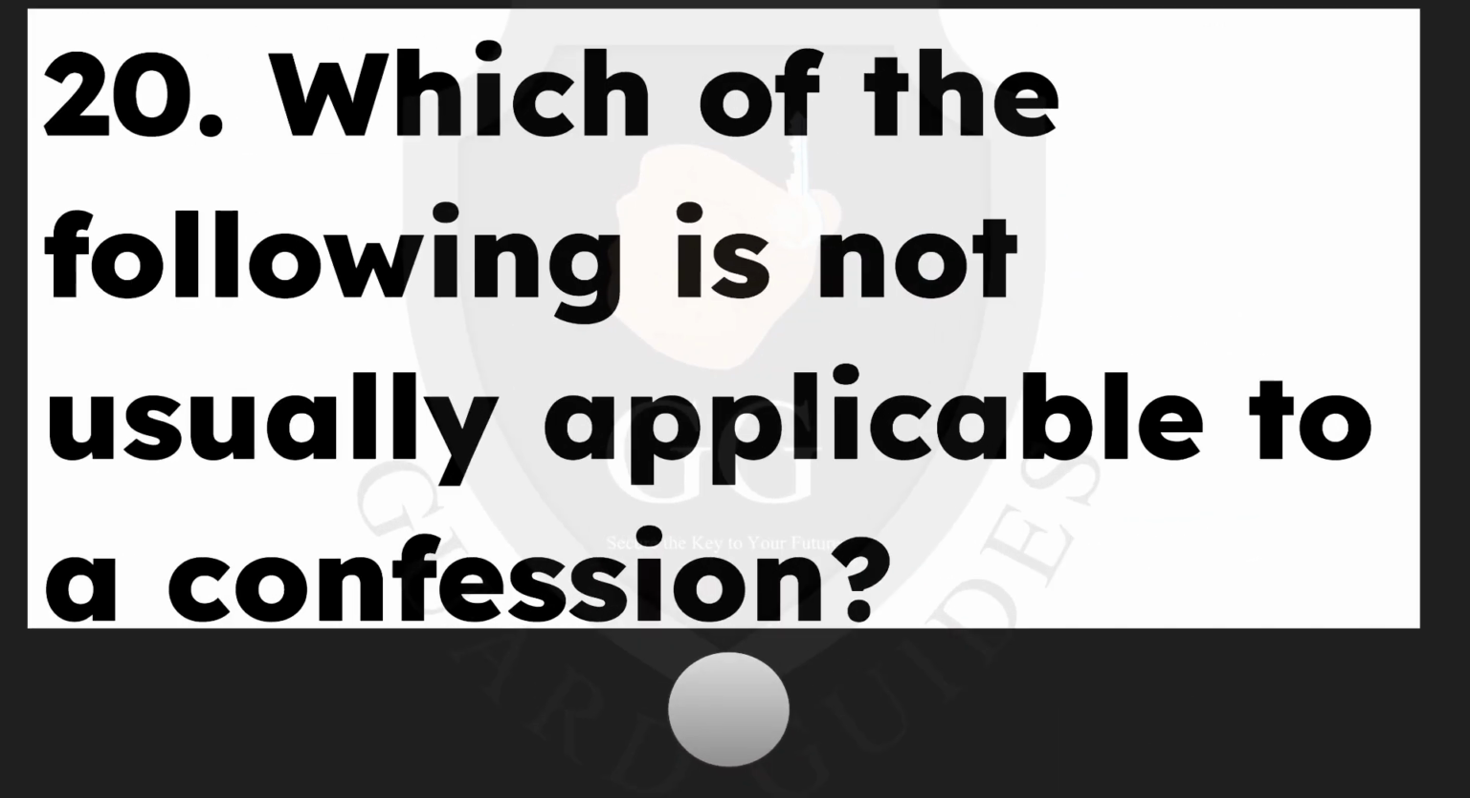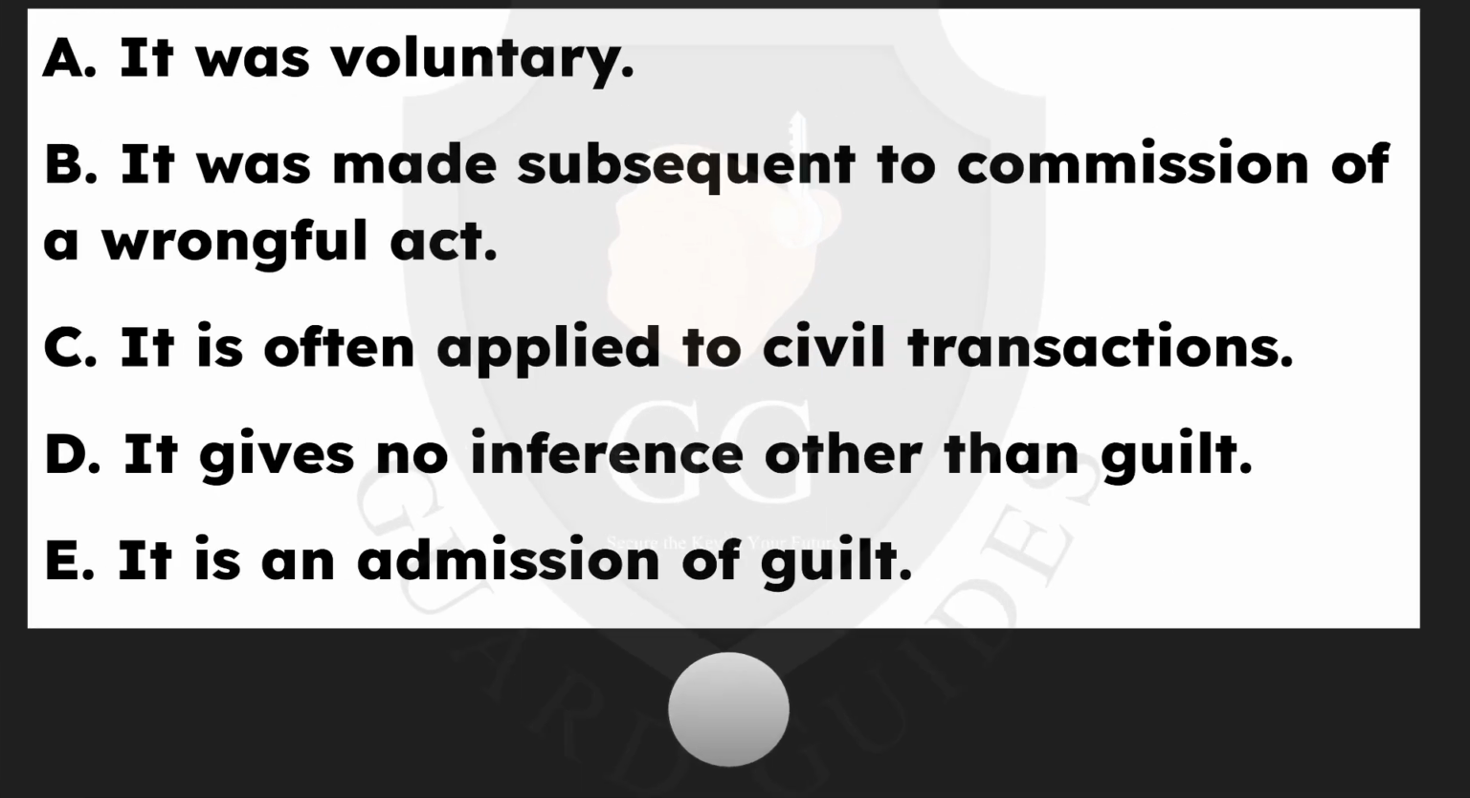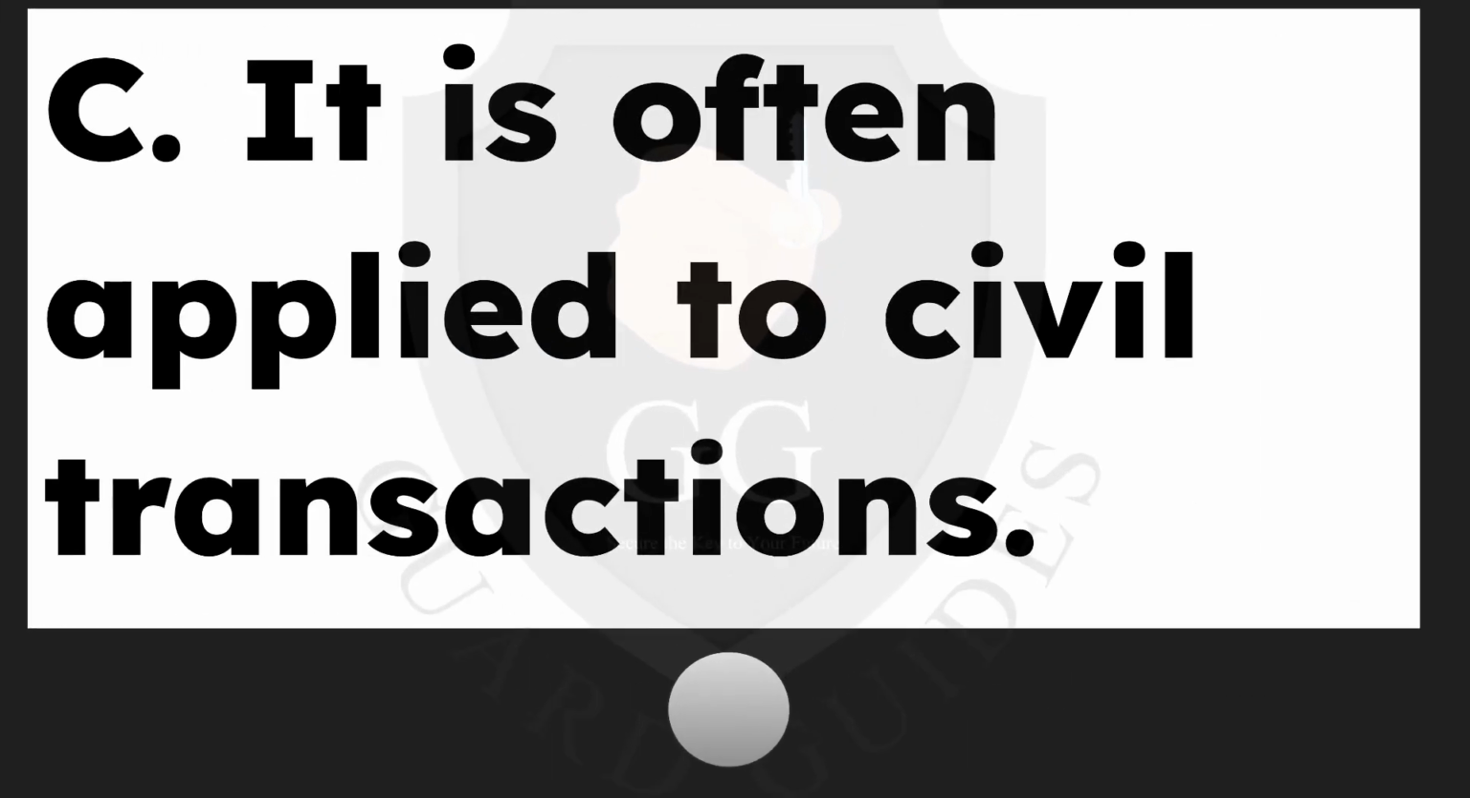Number 20. Which of the following is not usually applicable to a confession? Is it A, it was voluntary, B, it was made subsequent to commission of a wrongful act, C, it is often applied to civil transactions, D, it gives no inference other than guilt, or E, it is an admission of guilt? The answer is C, it is often applied to civil transactions.